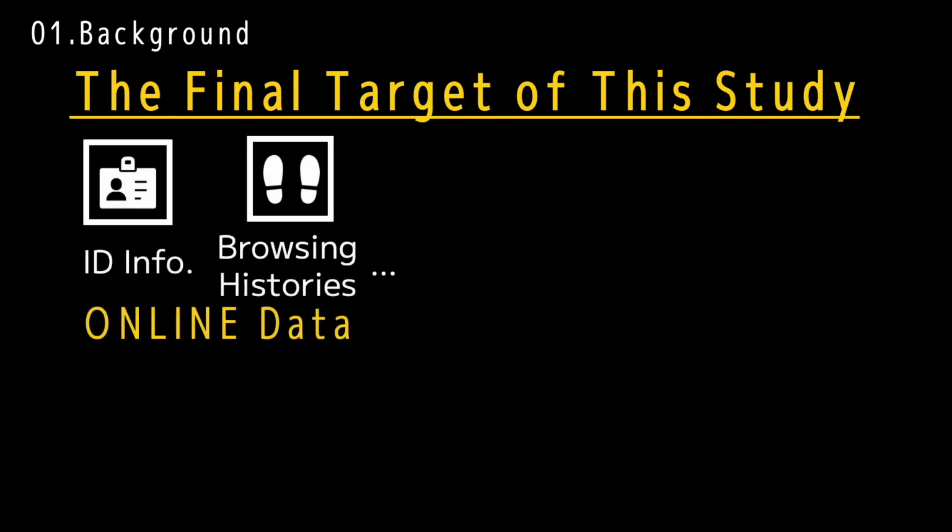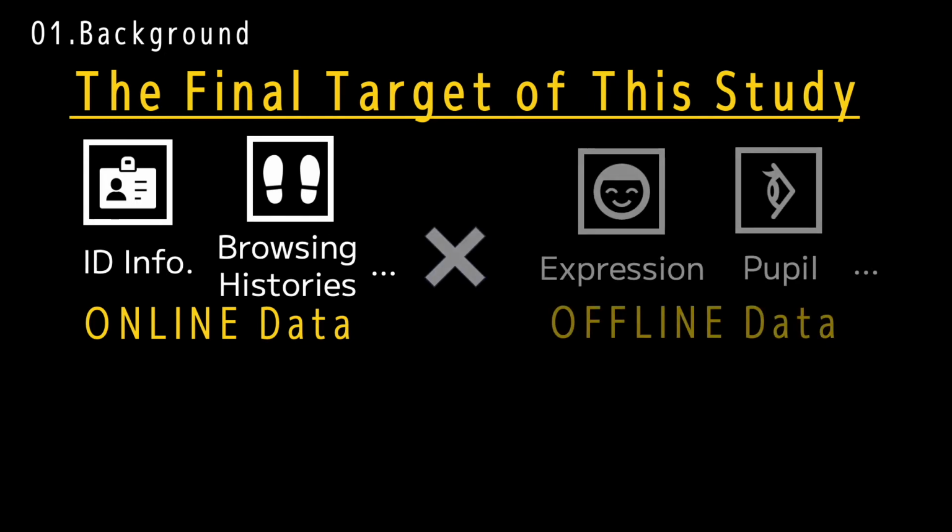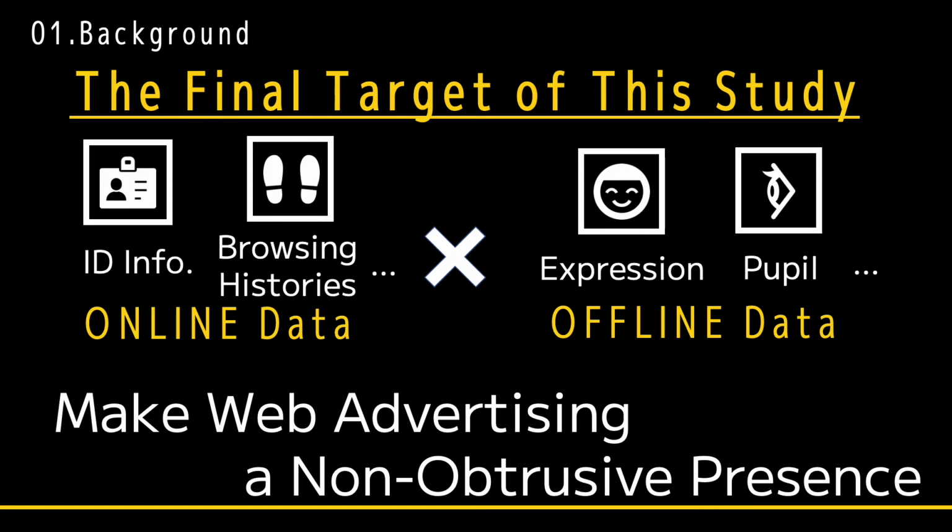Therefore, we set the final goal of this study. As I introduced earlier, the current recommendation system mainly uses the information that can be obtained online. We wanted to create a new recommendation system based on the information available offline in addition to the information available online. We wanted to be able to combine online and offline information to present web ads that users do not experience as intrusive.